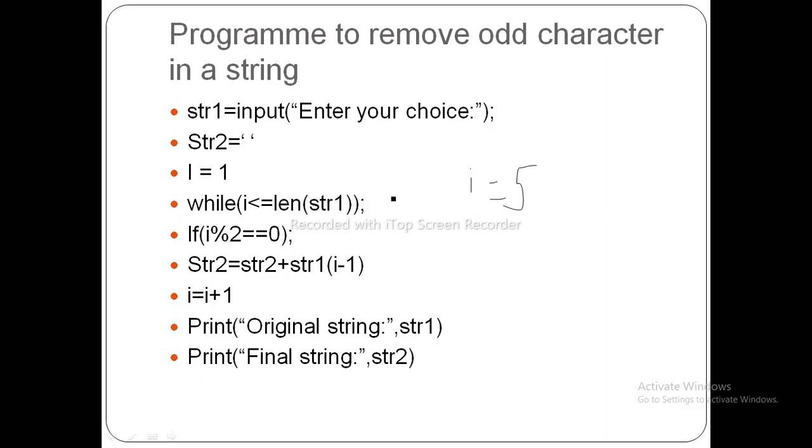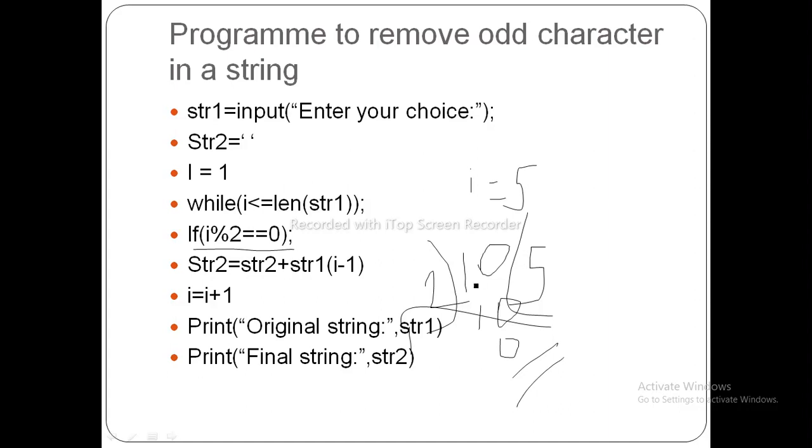Then until the length of the string is 5, i modulus 2 equals 0, means whatever value I take in i. For example, I will take 10 in i. 10 modulus 2 means 10 divided by 2 equals 0 remainder, since 2 fives are 10. You can see it is completely divisible, and we are getting 0 as remainder. So it is completely divisible by 2, which means it is an even number.